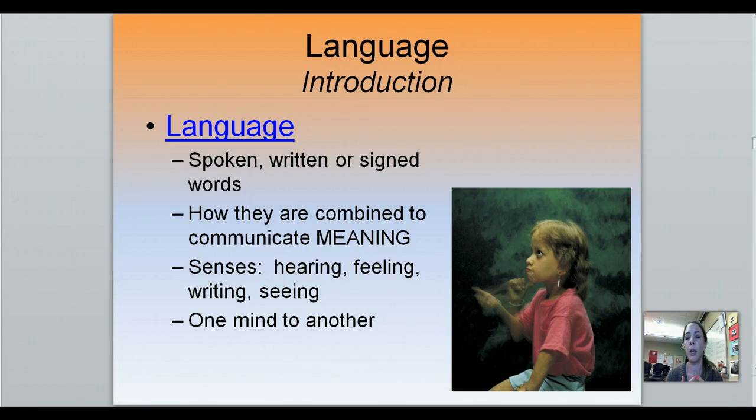And you can think about, is it really another language if you don't understand it, if it's not communicating anything to you? So the senses, what we hear, feel, write, and see, can all be used to express language or communication. I really like this quote from your book, that it's communicating what's in one mind to another. So language is the way that we interact as humans, and think about how language has evolved in different places, and why. We'll talk about animal communication in class, and what it means to go from one mind to another.